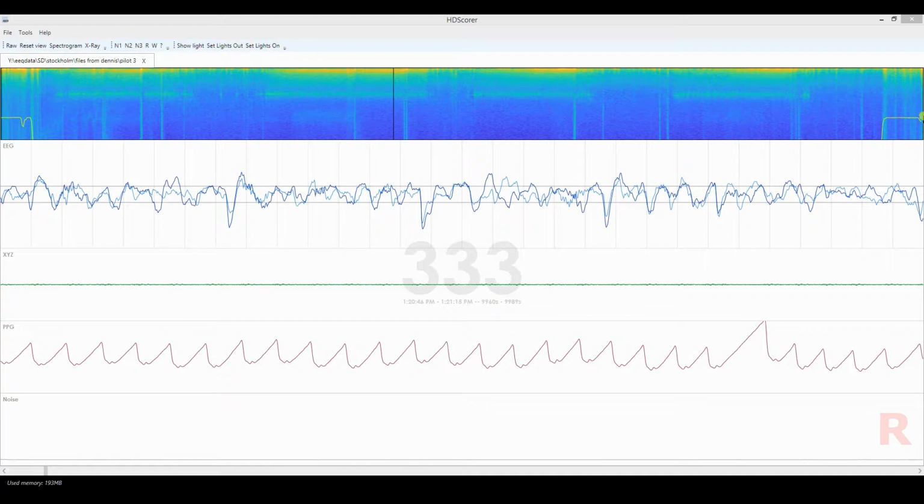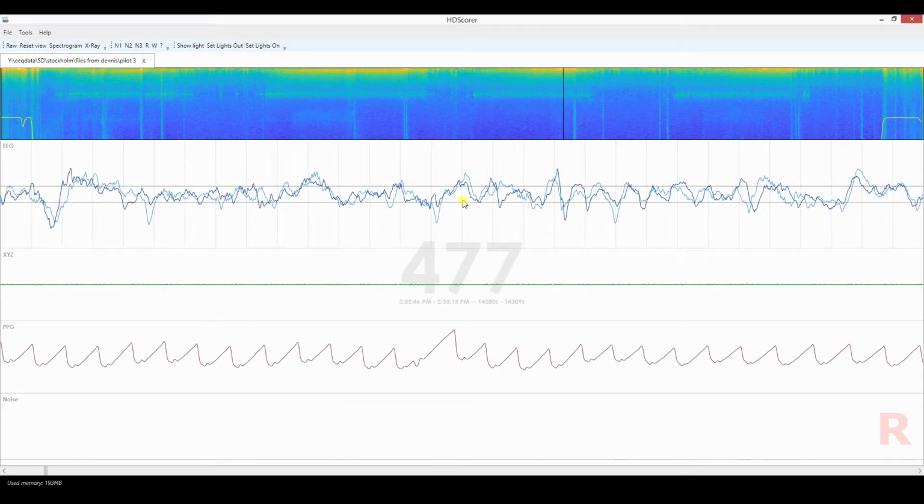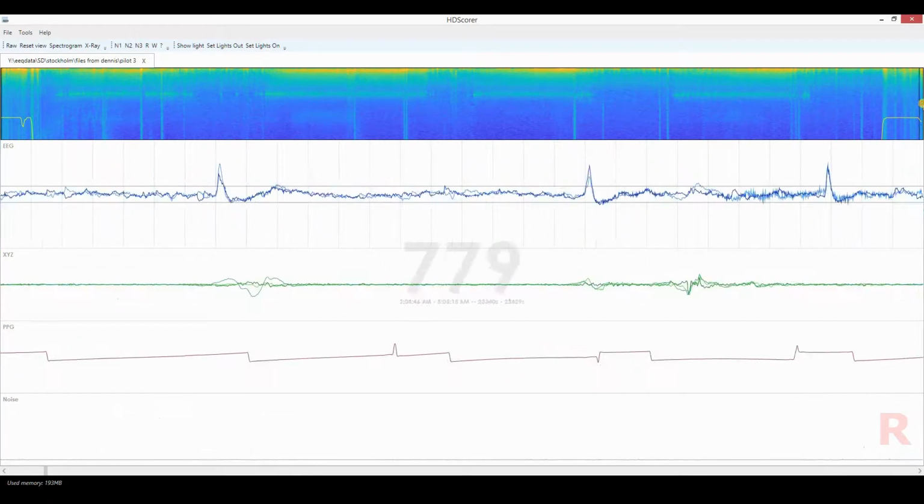First of all, in the x dimension, we still have time, so that's unchanged. Now, if you're using HDScorer, this HDScorer software, for convenience, the way that I've laid it out is that you're seeing one epoch here, but you're seeing the whole night on the spectrogram, so that you can use it as a map. You can click on any portion of the night and see what that looked like below, right? So you have the whole night here. This is the beginning of the night, and that's the end.